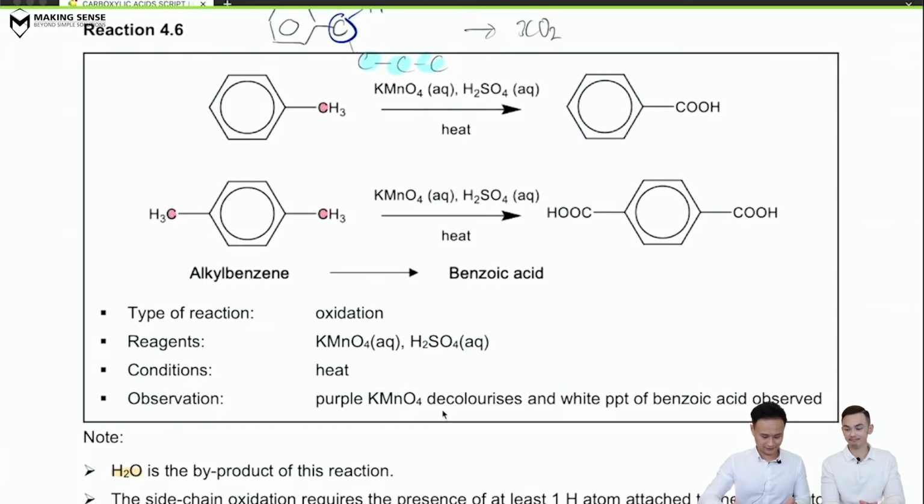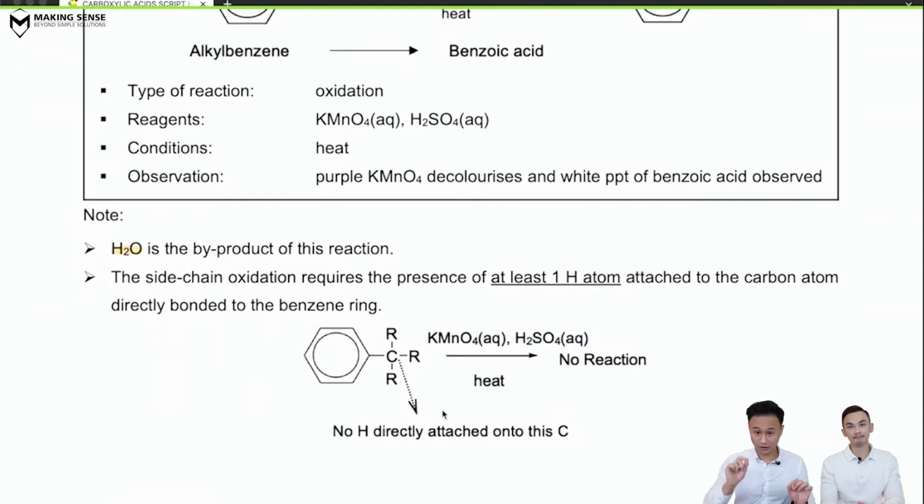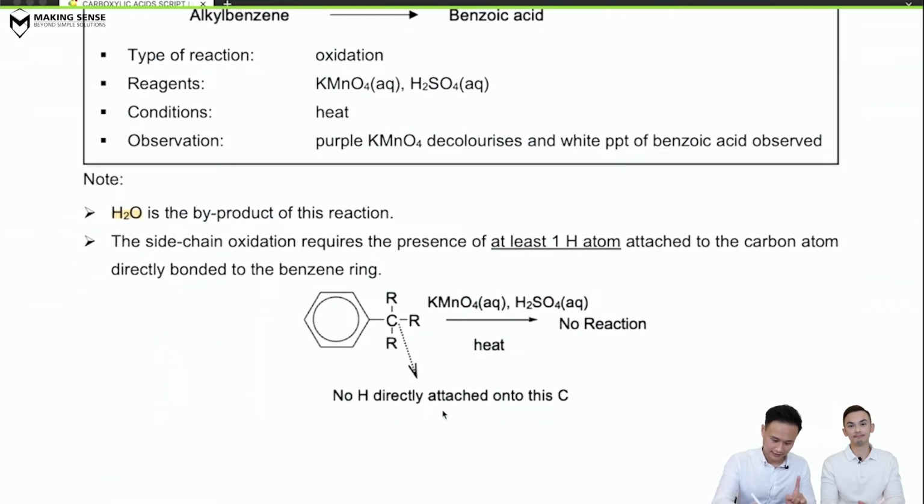Not too bad. Yeah? Alright, so again, very quickly, just remind yourself the condition for side chain oxidation: the carbon that is directly bonded to the benzene ring must have at least one CH bond. So, Mr. William, do you see a CH bond? Nope, there's no H. So you cannot oxidize this guy. No oxidation happens. Okay?